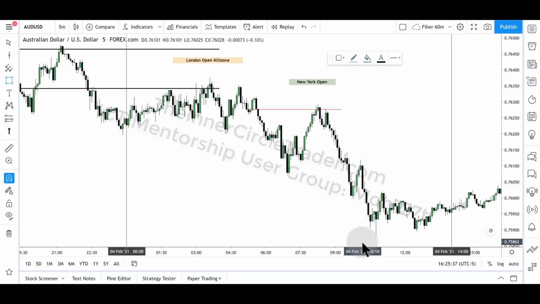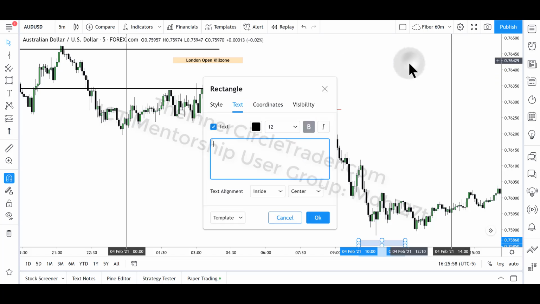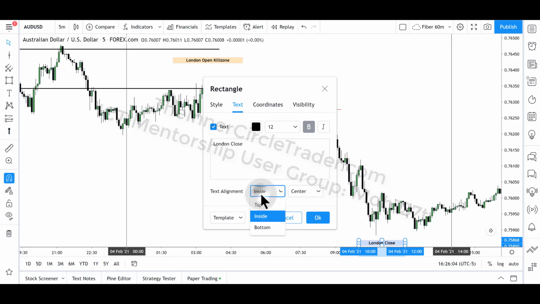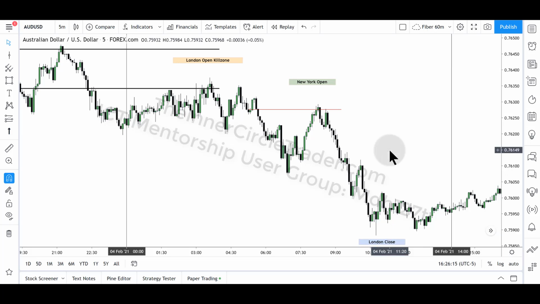I got a lot of requests whether or not these were actual indicators. And no, like I said, I prefer the high touch over high tech. And some of you probably would not like to do this, but I like it because it's something I'm used to doing. And finally, London close. Again, making sure you see the settings. Okay, so that's the kill zones.